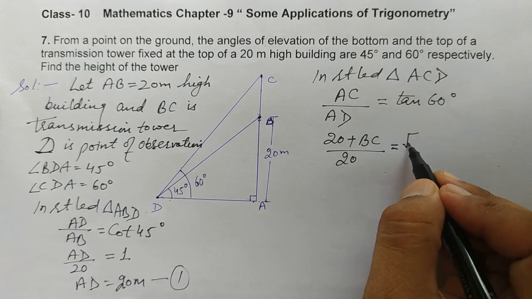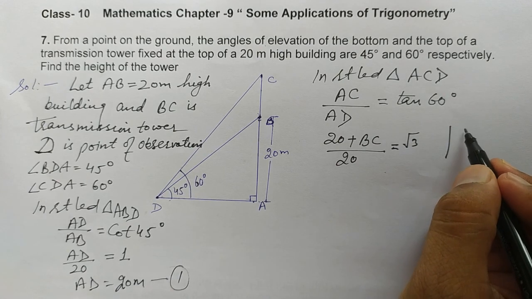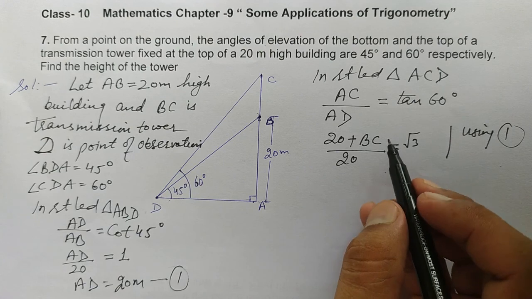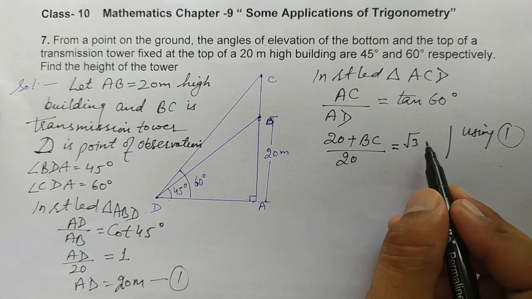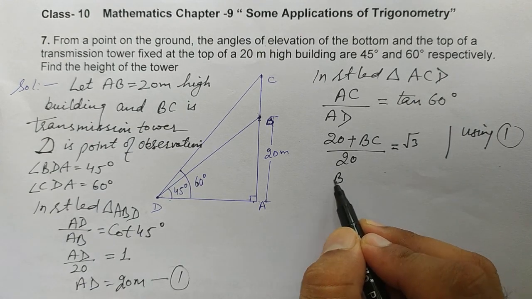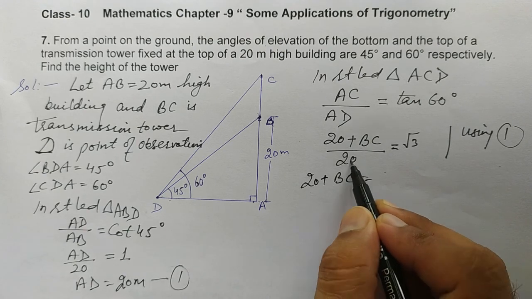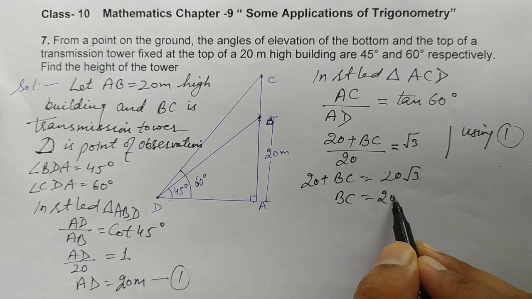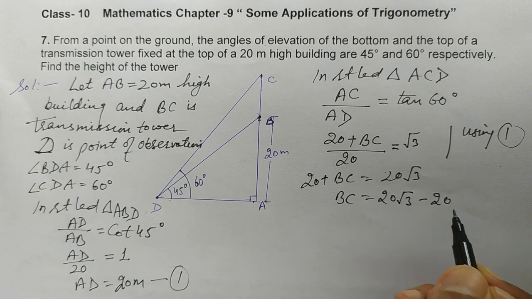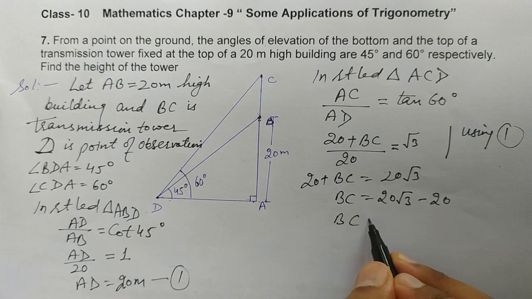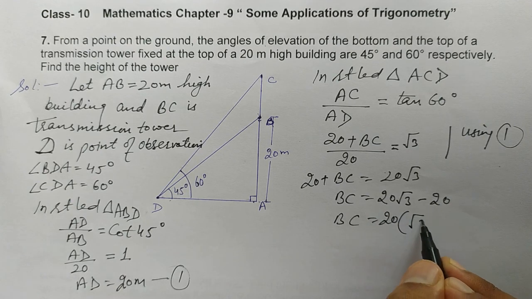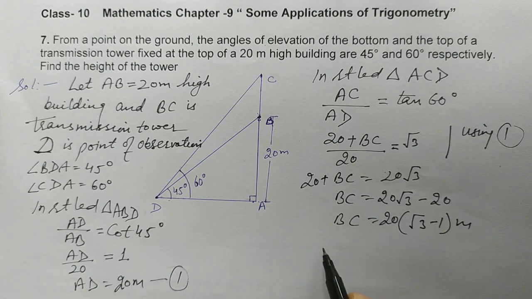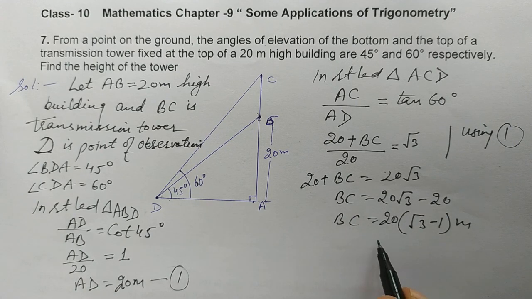So tan 60 is root 3, and here you can write using equation number 1, because from 1 we have used AD as 20. So now BC we have to find out. So this 20 will go here. So it becomes 20 plus BC is equal to, cross multiply, 20 root 3. So BC is now 20 root 3 minus 20, right? So if you take 20 common here, so root 3 minus 1 meter. So the height of this transmission tower is 20 into root 3 minus 1 meter.